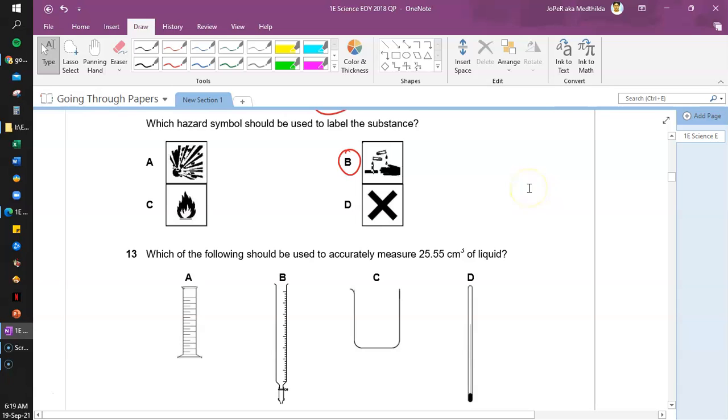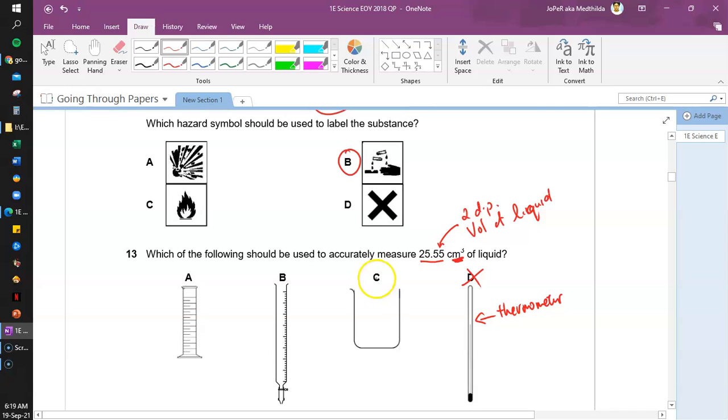Next, question 13. Which of the following should be used to accurately measure 25.55 cm³ of liquid? You can see here, this is 2 decimal places, and we're measuring the volume, because of the cm³ here, of a liquid. So to measure the volume of a liquid, definitely D is out because this is a thermometer.